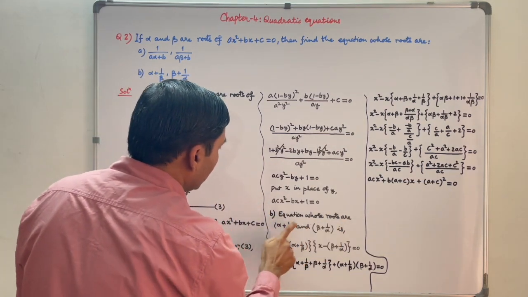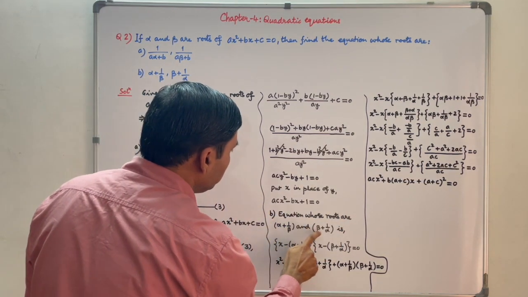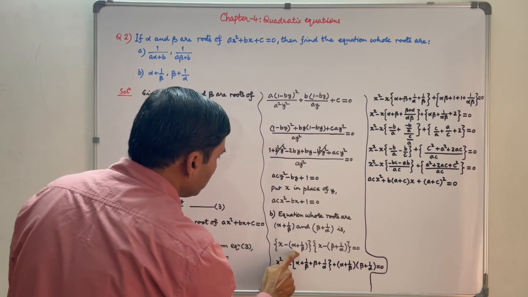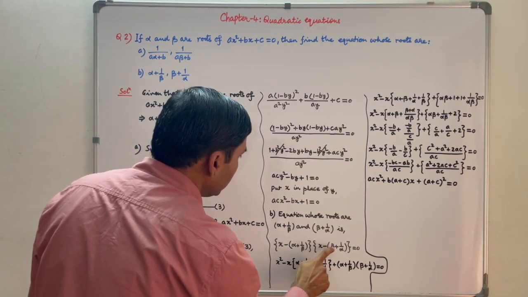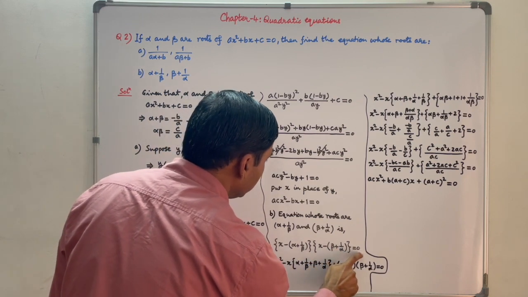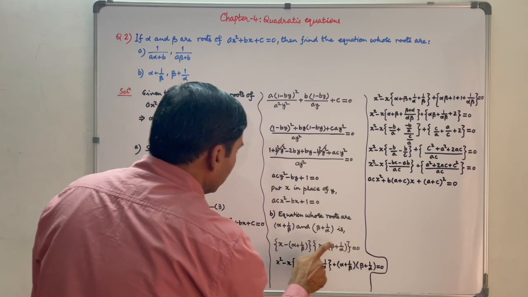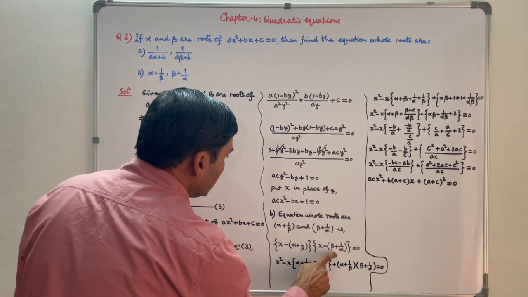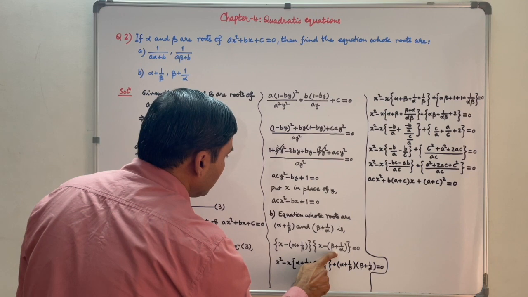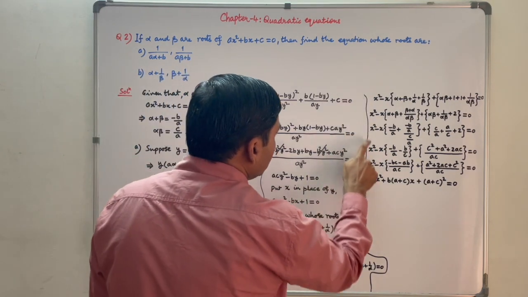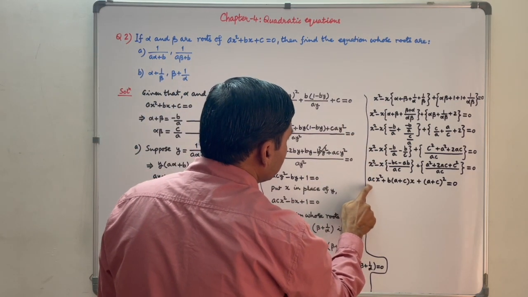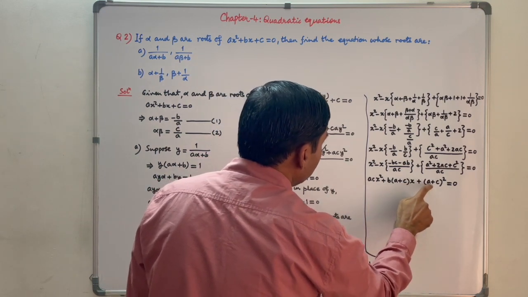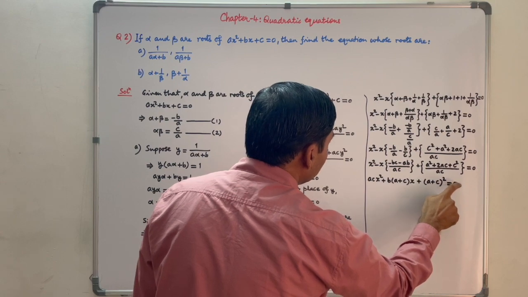Equation whose roots are alpha plus 1 by beta and beta plus 1 by alpha will be given by x minus first root into x minus second root is equal to 0. In place of first root, put alpha plus 1 by beta, and in place of second root, put beta plus 1 by alpha, and simplify. So the required equation is acx square plus b into a plus c into x plus a plus c whole square is equal to 0.